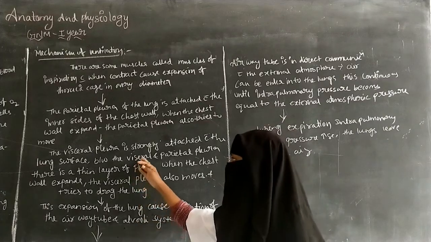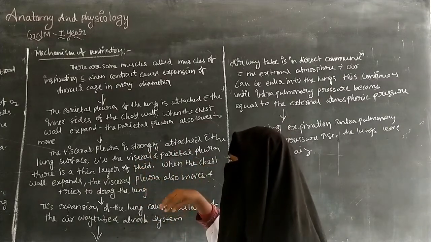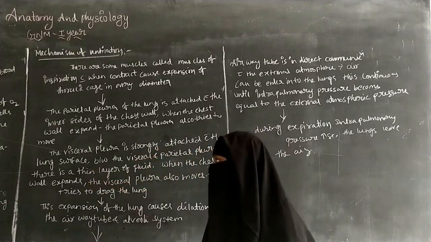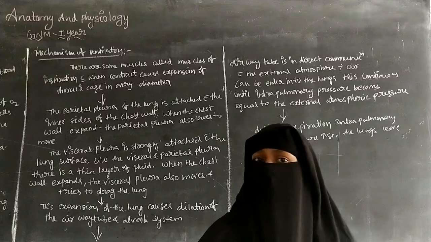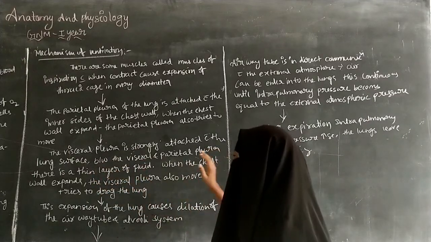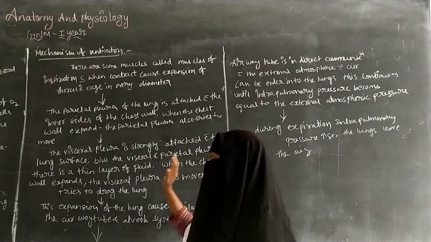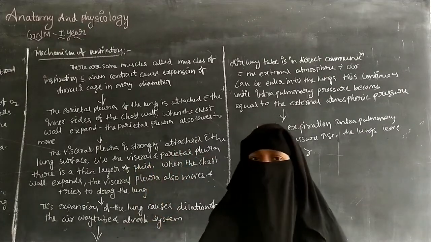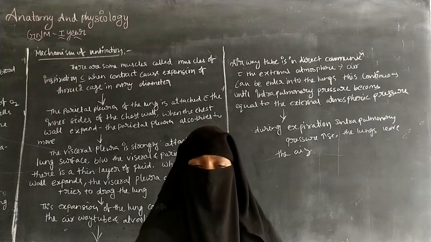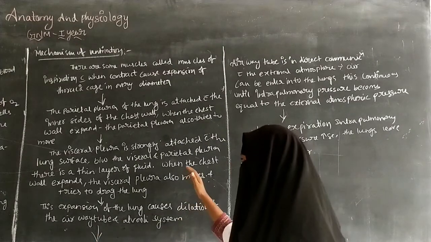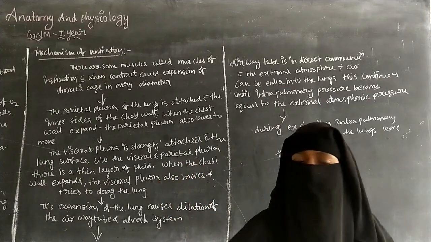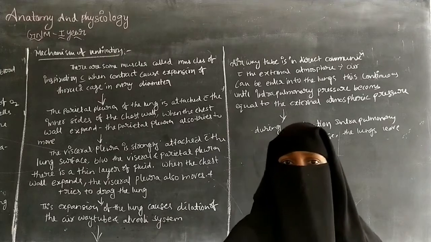The visceral pleura is the inner layer of the lung, strongly attached to the lung surface. Between the visceral pleura and the parietal pleura there is a thin layer of fluid. When the chest wall expands, the visceral pleura also moves and tries to drag the lungs.